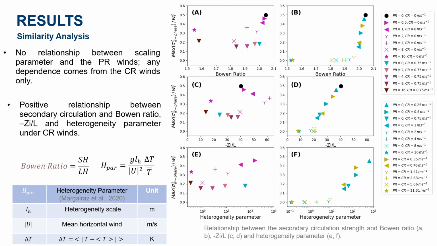The figure on the right shows that there is no relation between the scaling parameters and the parallel river wind. Any dependencies come from the cross river wind only. We also found there is a strong positive relationship between the secondary circulations and the Bowen ratio, atmospheric stability, and heterogeneity parameters under the cross river winds.